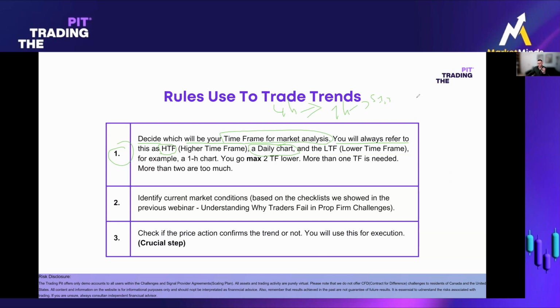When you draw a resistance or a support on that time frame, you must be firm and you must feel comfortable that, hey, price is at resistance, I'm going to sell it because I believe that this time frame represents the trade setup that I feel confident to trade. Okay, and that's important, guys.